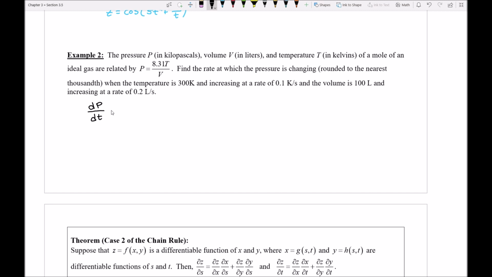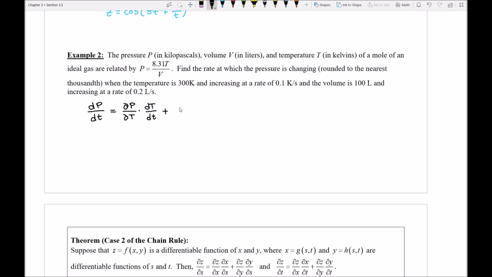So when I calculate this derivative, I can set up what I just learned in the previous video about the chain rule. I can start by saying I need a partial derivative of P with respect to one of the variables. Let's start with T. Then, since T depends on time, since T changes over the course of time, I'm going to calculate the derivative of T with respect to lowercase t. So here, capital T is temperature, lowercase t is time.